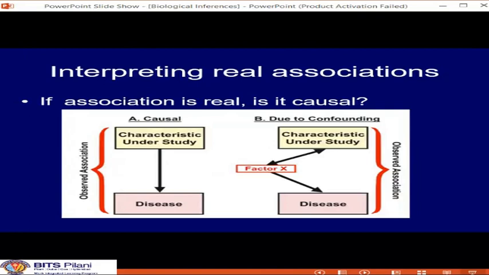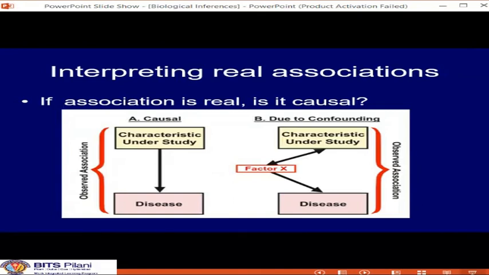Perhaps smoking is associated with coffee drinkers, and smoking also causes pancreatic cancer. So the real story is that smoking causes pancreatic cancer. It just so happened that smokers drink more coffee, and you only picked up coffee drinking and cancer. So you missed the real story. Factor X is also called a confounder in the story.